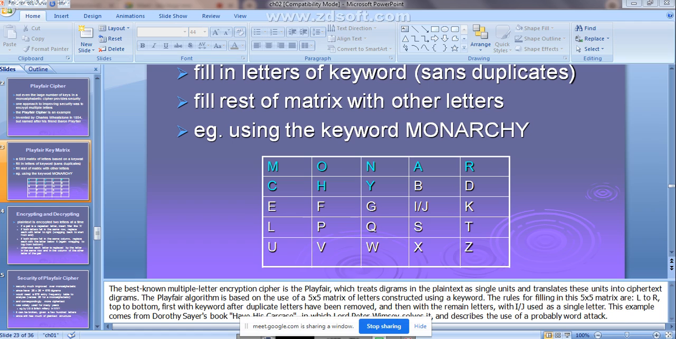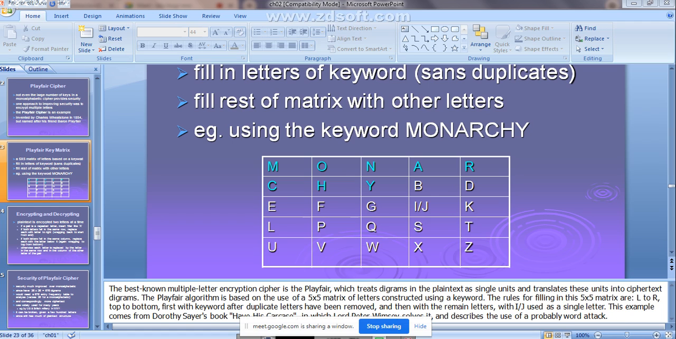Now for example, I'll consider the plain text containing the characters A S. Where are they present? Check it out in this particular matrix. Is the matrix visible? Both are present in the same column or same row? Same column. Which column? Fourth column. Both A and S are present in the same column.